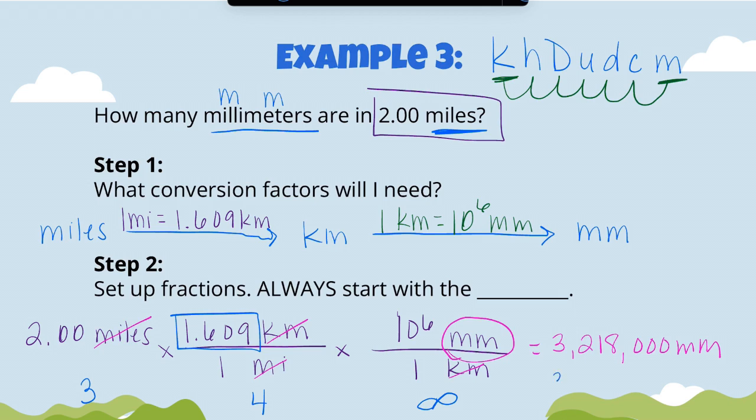So when I round to 3 sig figs, I'll do 3,200,000. The 8 makes the 1 round up. So it is 3,220,000 millimeters as my final sig fig answer.